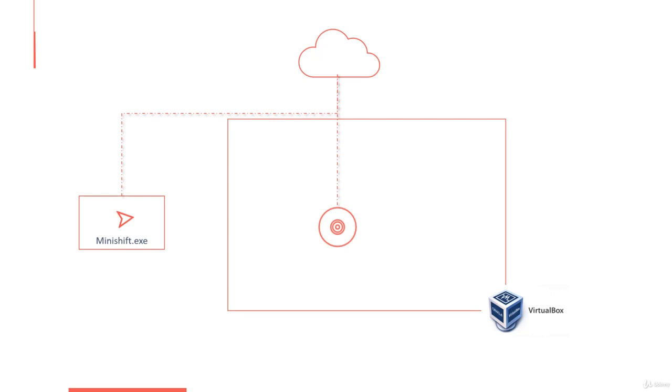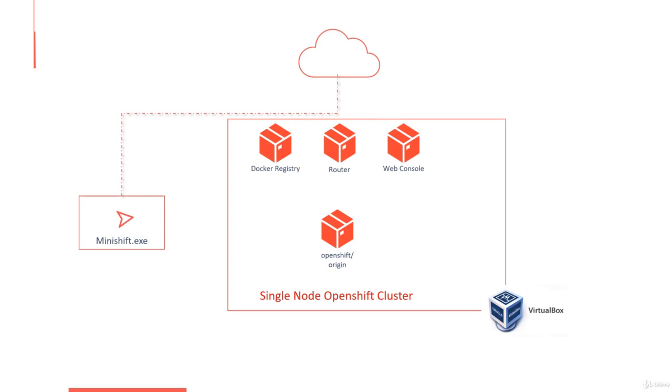After deploying an instance of the Minishift virtual machine, it goes on to pulling the Openshift origin image from Docker Hub to deploy the core components. This image further downloads additional images from Docker Hub to bring up the Docker registry, router, and Web Console. All of this together provides us a single-node Openshift cluster.